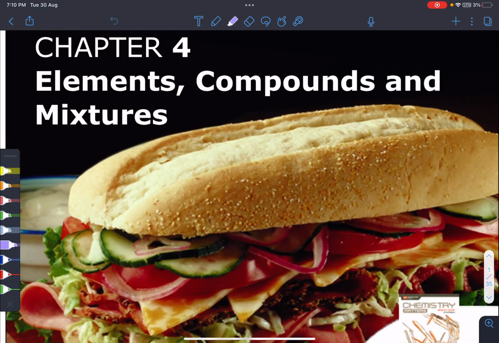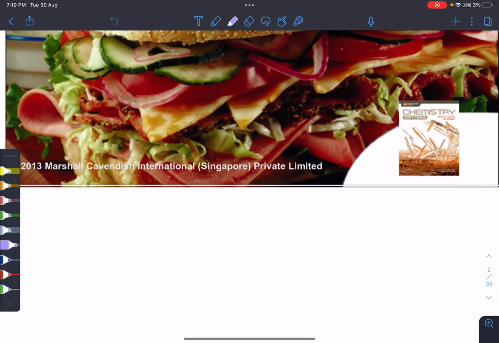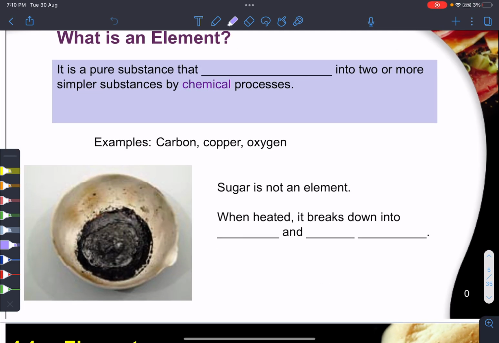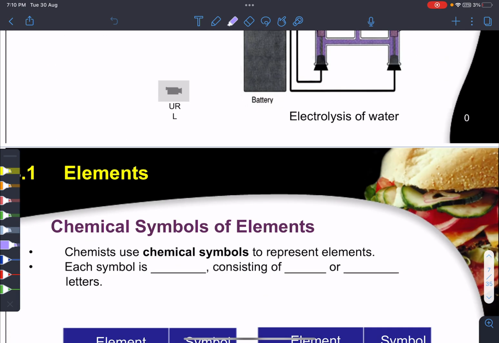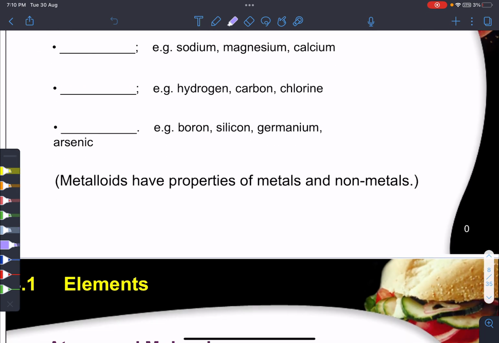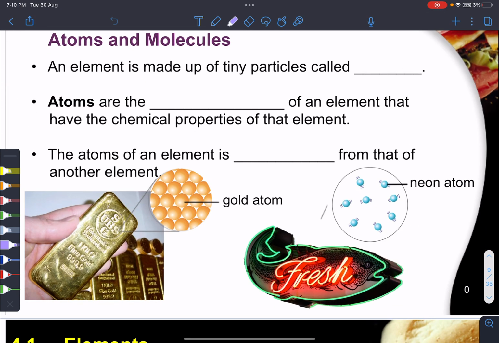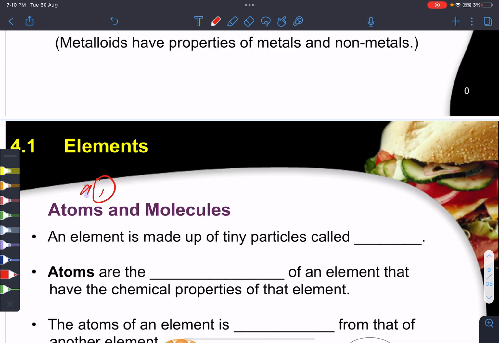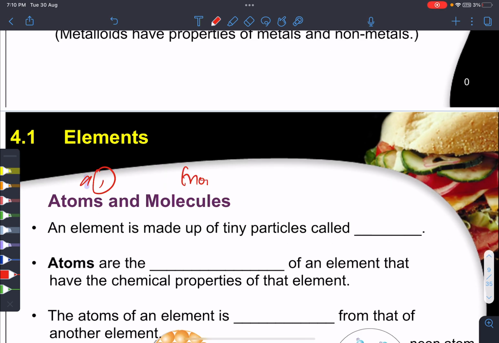The very last element, compound, mixture, which is very simple. What is an element? Seriously. Okay, don't worry, we won't test you on the definition of element. An element is basically the simplest form. Now these are the symbols of elements. We know that. Atom, I always like to say atom means 1, and molecule means more than 1.